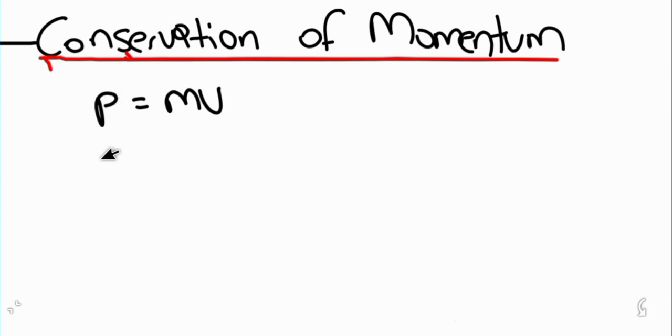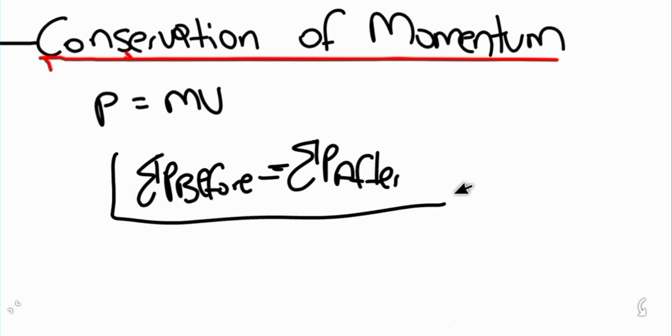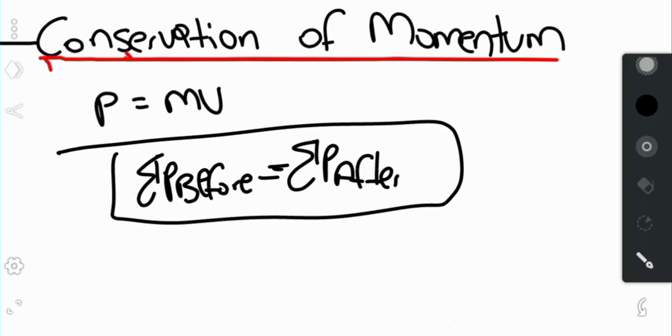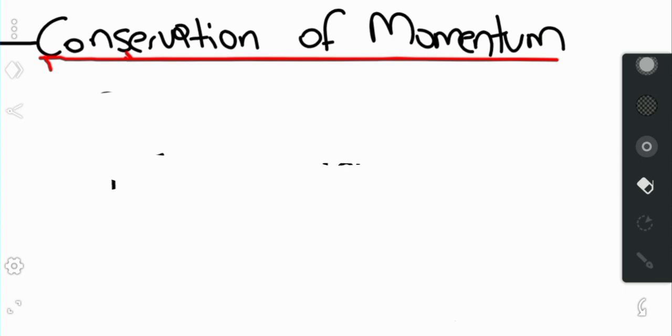letter p. Now, in a collision, momentum will always be conserved, meaning that the sum of momentum before collision will be equal to the sum of momentum after collision. This principle is known as the law of conservation of momentum. Make sure you understand this principle because we're going to use it a lot in this video. Let me erase this part because I need to talk about something else.